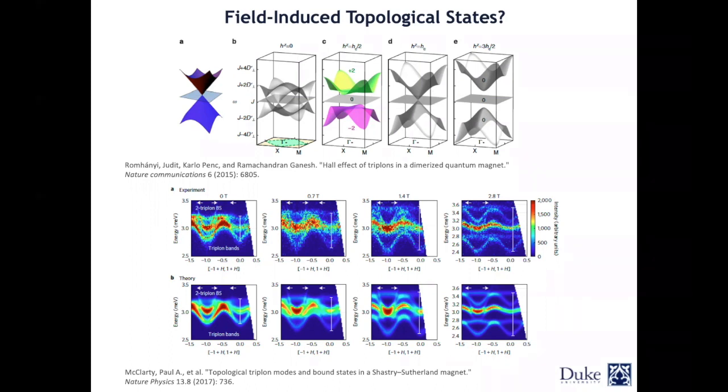We are starting to look into whether we can actually capture this with thermal Hall measurements. But this other one is a combination of a theory and experimental paper with inelastic neutron scattering at higher resolution, and they apply magnetic fields, not very high, up to 2.8. They also say that there are some topological triplon modes in the bound state of the triplets, in case you're interested in having a look into the topological features of this compound.